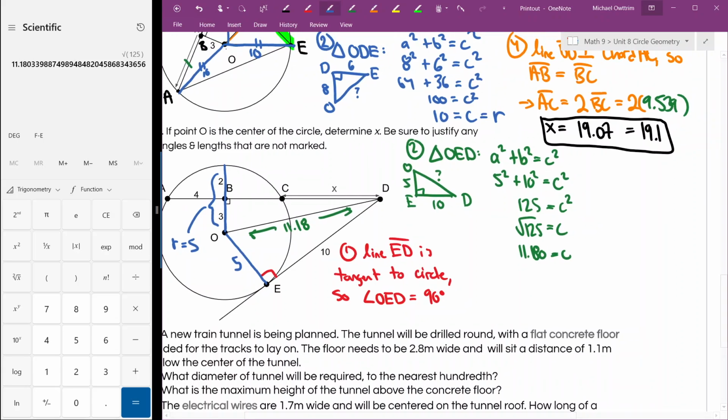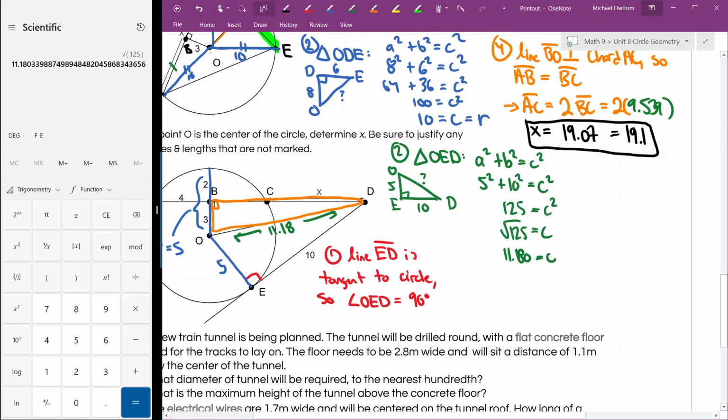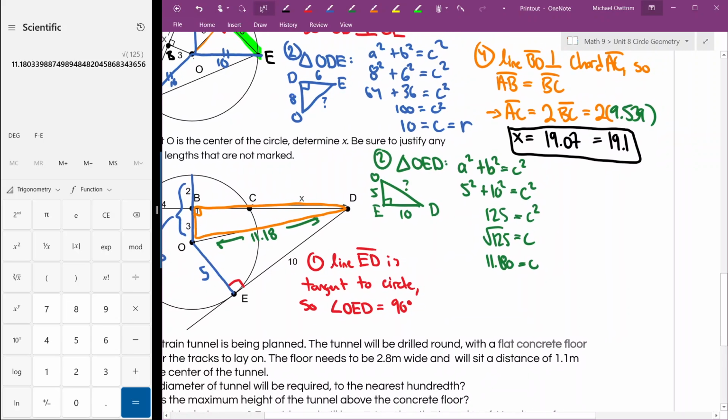Now, next thing I'm going to do is look at our, what color should I use for this? Let's use orange. I'm going to look at this triangle here, which involves the length I'm looking for finally. This triangle here has a right angle given to us, so that's good. And it has 2 sides that we know. We know the 3 already from the question, and then we just figured out our 11.18 there along the hypotenuse. So let's solve that triangle for its unknown side. So this is triangle OBD. And let's do our Pythag.